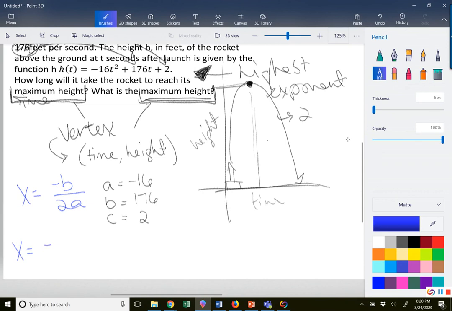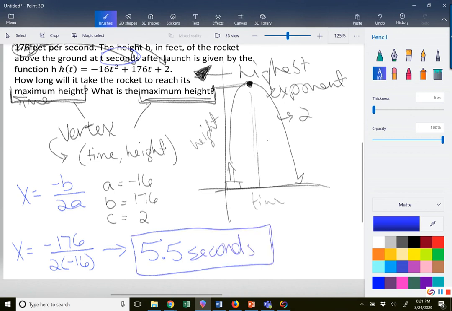x equals negative 176 divided by 2 times negative 16. We grab our calculator, and it's going to give us 5.5. Now that's my x value, so that's going to be my time. Our time, it told us, was in seconds. So 5.5 seconds for the rocket to reach its maximum height.